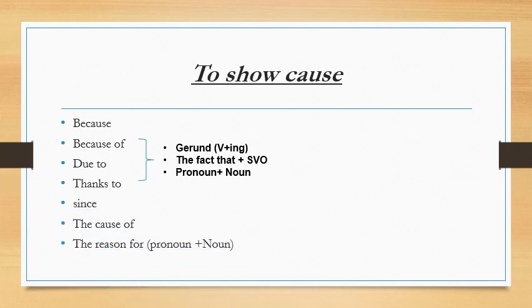Since or the cause of, the reason for. So here since هي بما أن, the cause of was سبب هو, the reason for سبب هو. Okay, غير من the reason for, we can use for example gerund or we can use pronoun plus noun.